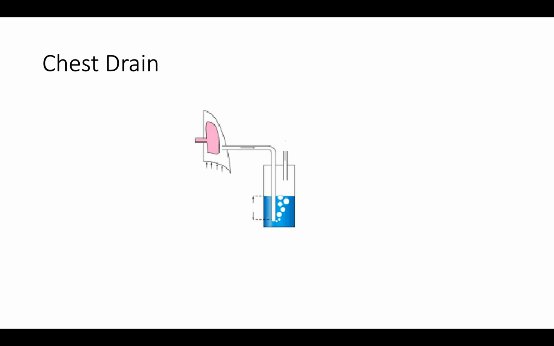This is a schematic diagram of a chest drain. So the drain is on the one hand connected to the pleural cavity and on the other hand to an underwater seal. And during expiration, you can see the bubbles coming out.